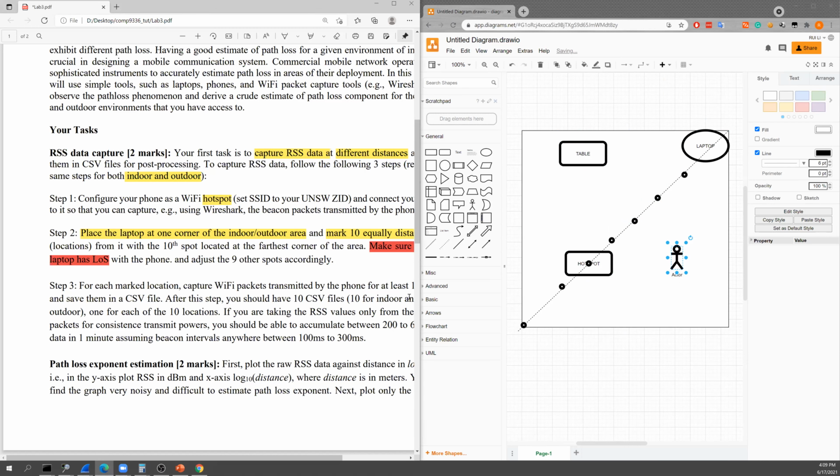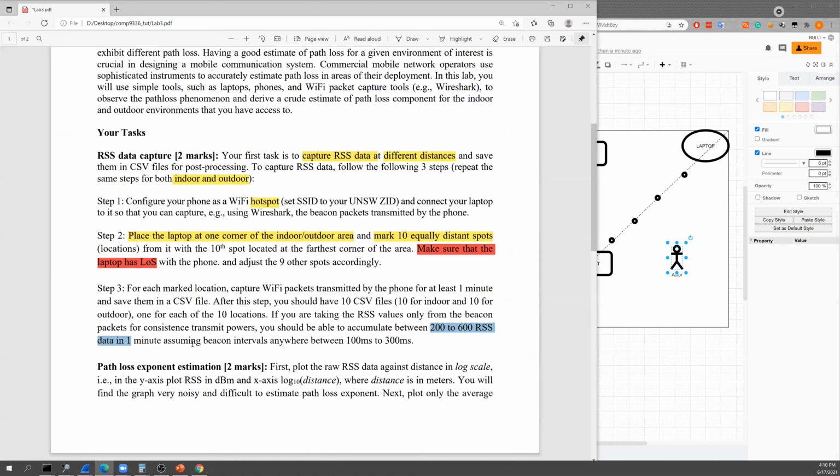Okay, let's go to step 3. When you stop the capturing, you should have at least 1 minute to make sure you have enough packets to use. You can see it requires 200 to 600 data. And save it as a CSV file. Does that make sense? Do you have any questions related to that?